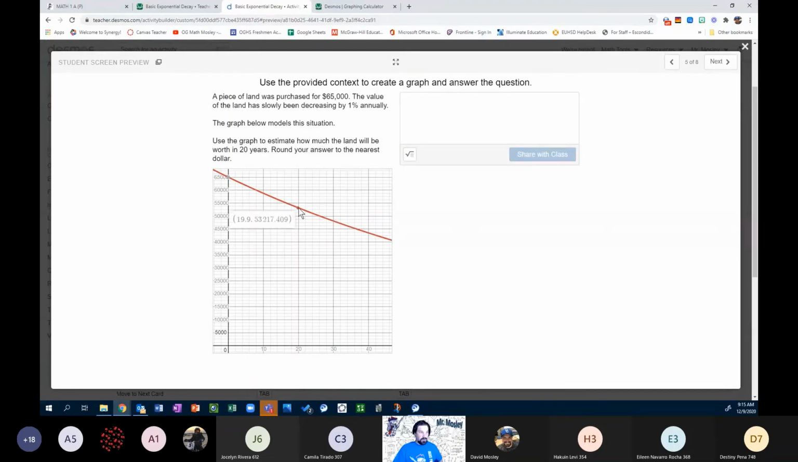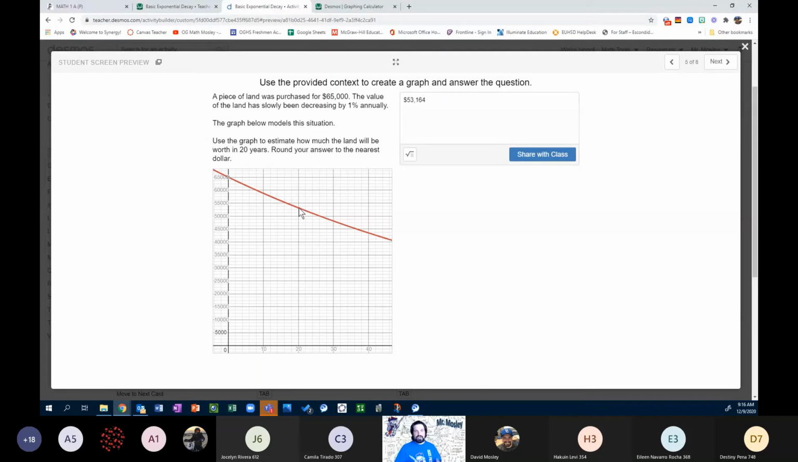It doesn't let me leave the point there, but we can see it. At 20, we're at 53,163.95. So we can estimate, we're doing the nearest dollar, $53,164. We can put the dollar sign if we want. And that's a good estimate, right?